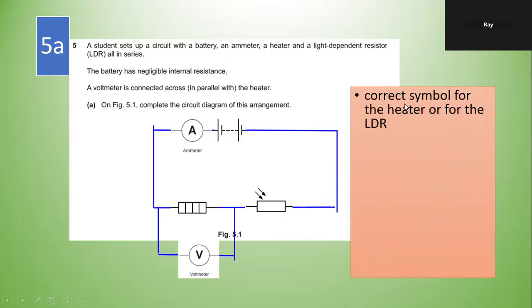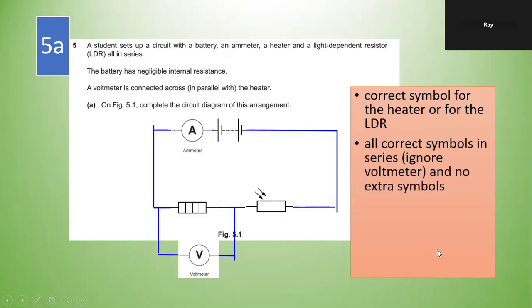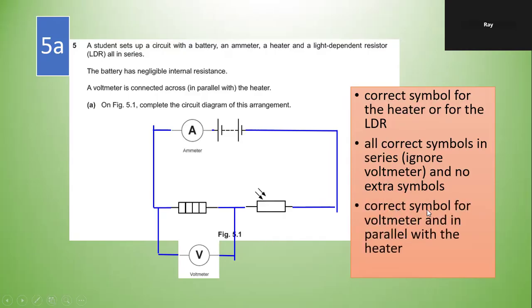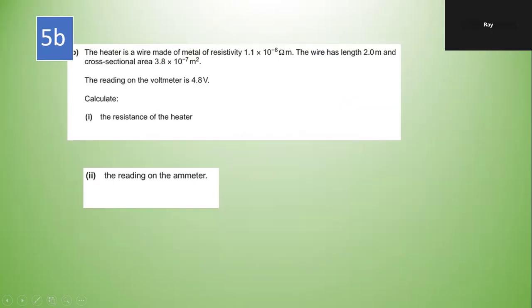How do they mark? Correct symbol for heater or for LDR, either this one or this one, correct, 1 mark. All correct symbols in series and no extra symbol, another mark. Correct symbol for voltmeter and in parallel, another mark. That's how you get 3 marks.